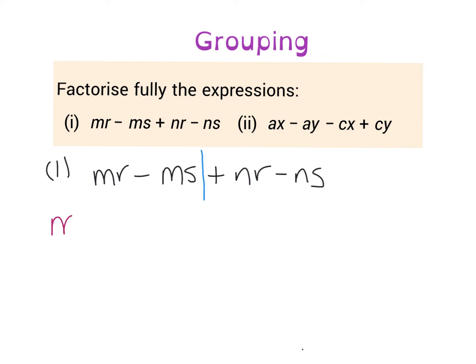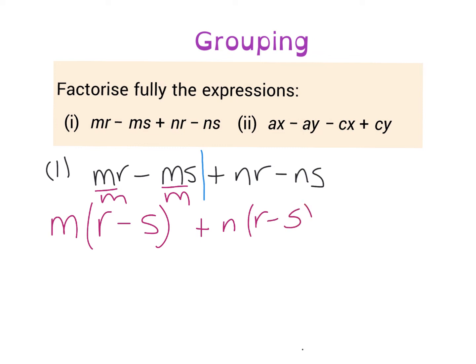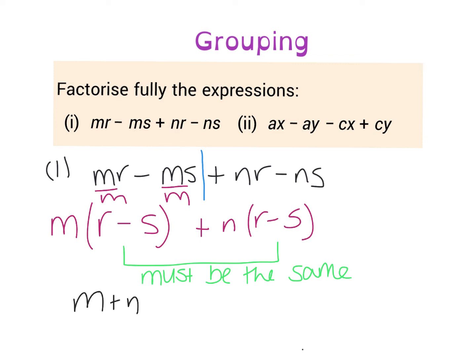So what's common in the first 2 is m, and I have r minus s left over, because I've divided by m and divided by m. And on the same side here then, I have a plus, and what's common is n bracket r minus s. And I know I'm right because these brackets must be the same. And now I simply regroup my factors. So I have m plus n in one bracket and r minus s in the other.